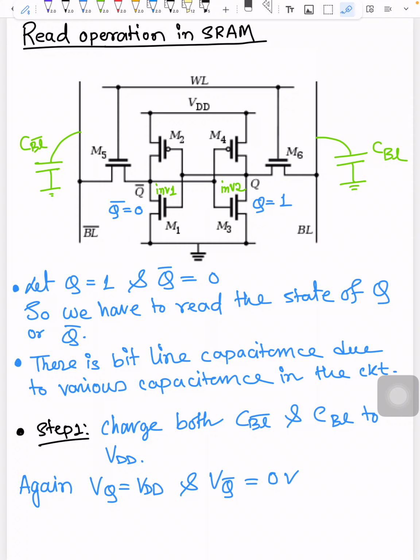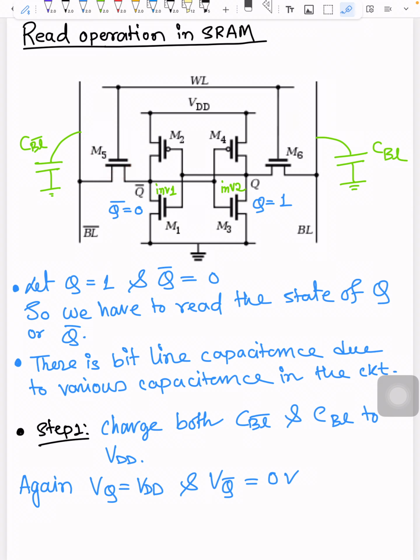We have some capacitances associated with this bit line bar and bit line, that is CBL bar and CBL, and these capacitances come from the parasitic capacitances in the line as well as the capacitances of the MOSFETs. Initially, we charge up the capacitors CBL bar and CBL to VDD. So the initial voltage over here as well as over here is VDD. Now we assert the high voltage, that is VDD, to the word line. That means we activate the word line, and that activates M5 as well as M6.